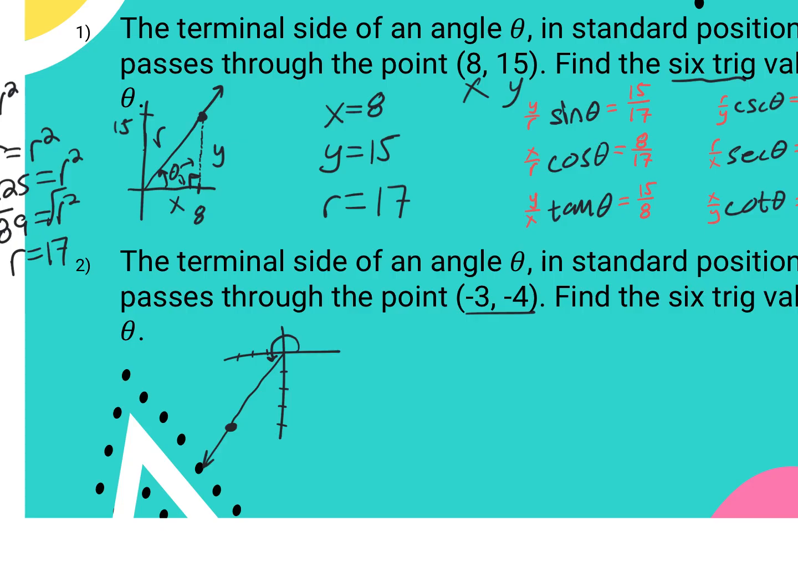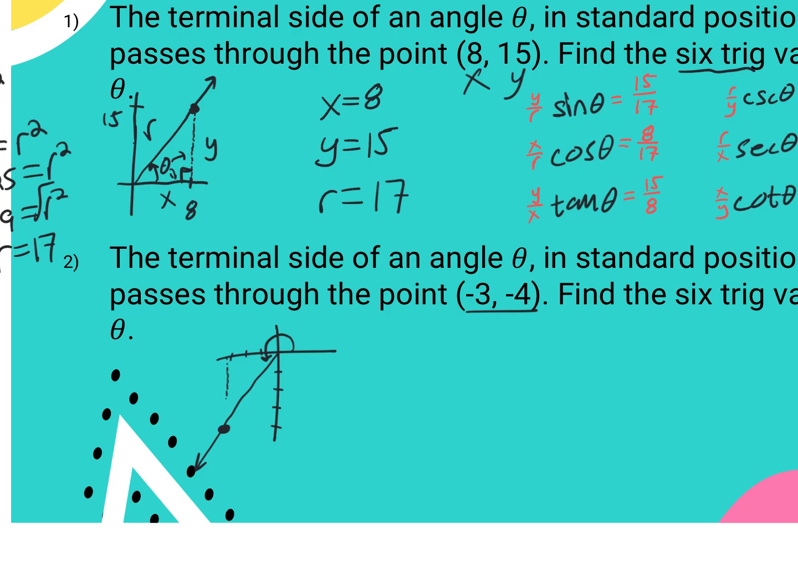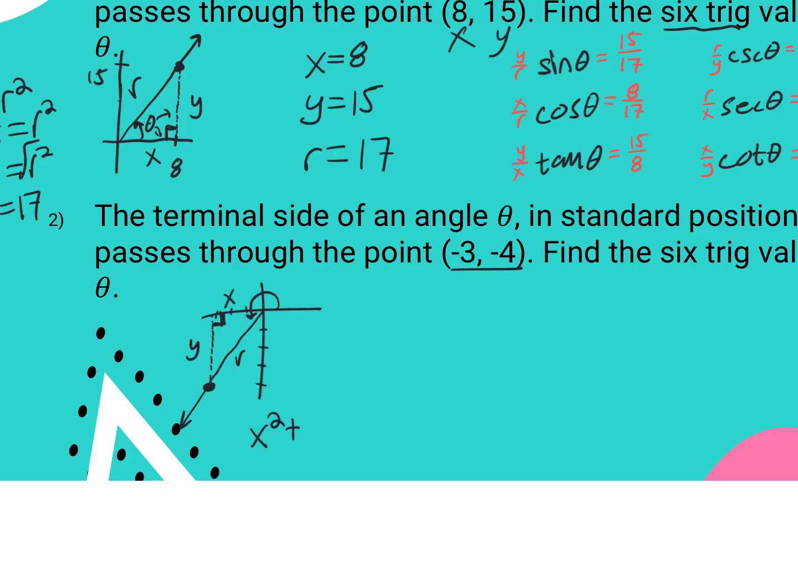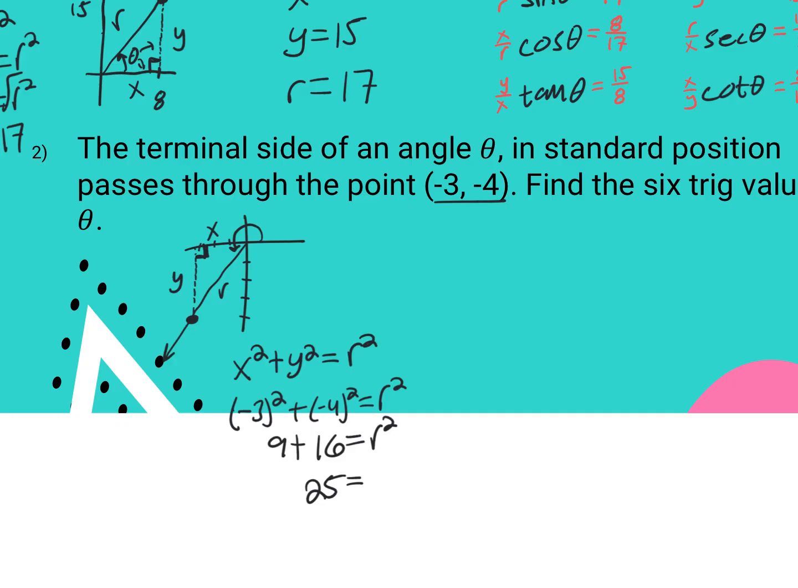We can't really find our 6 trig values just like that. So what we do is we draw a little right triangle. This is a right angle right here, and I have that my opposite is y, the adjacent is x, and the hypotenuse is r. Once again, we would do x squared plus y squared equals r squared. Then we get -3 squared plus -4 squared is r squared, so 9 plus 16 is r squared, and we get 25 is r squared. Square root both sides, and we get r is +5.